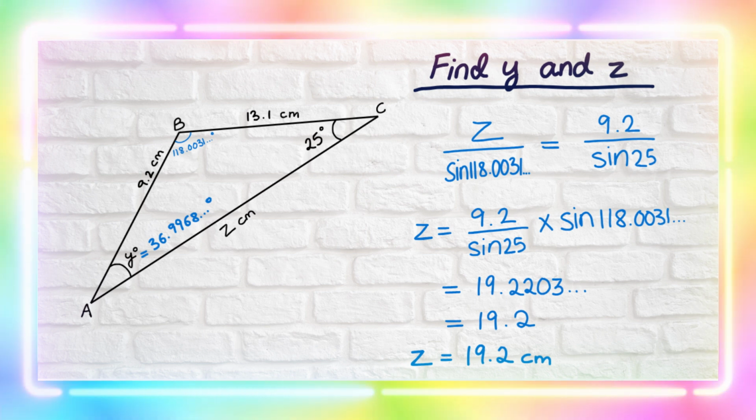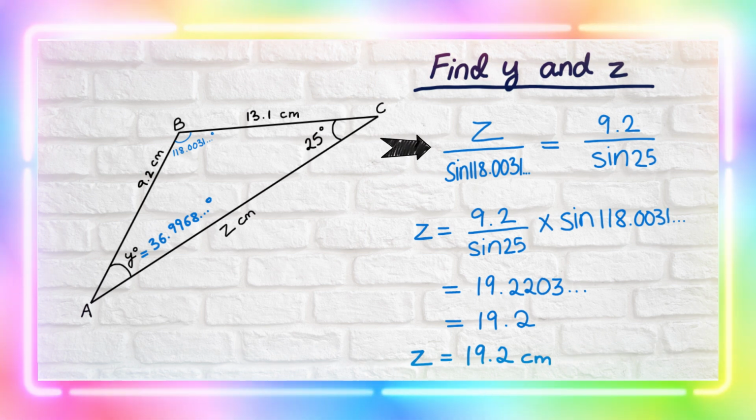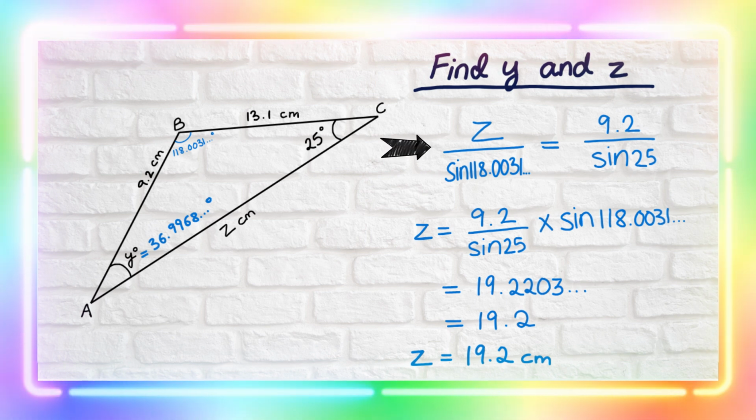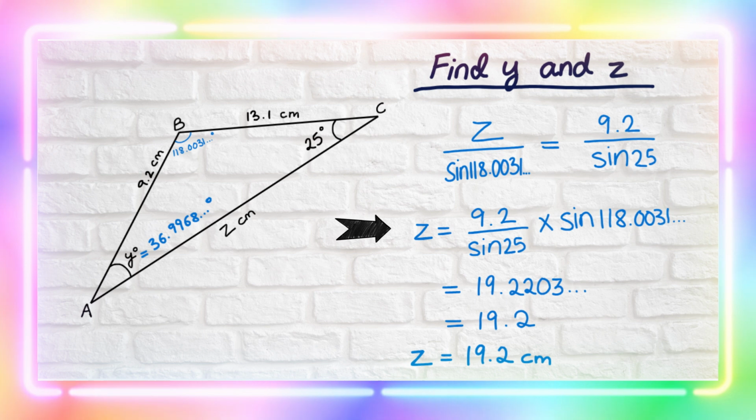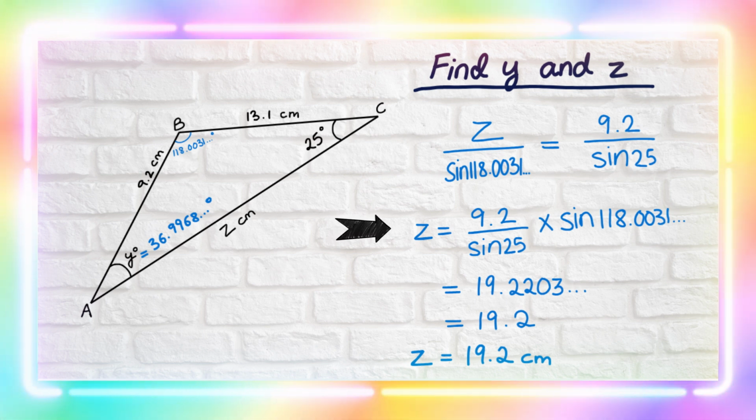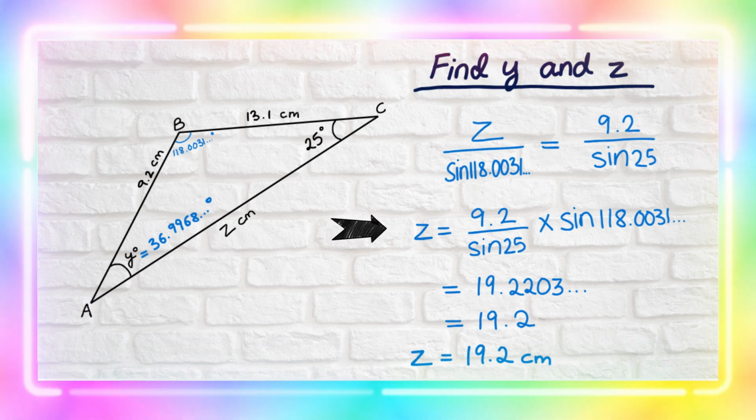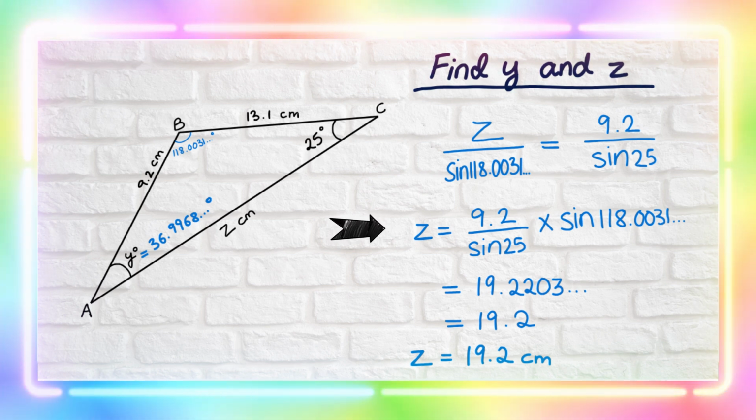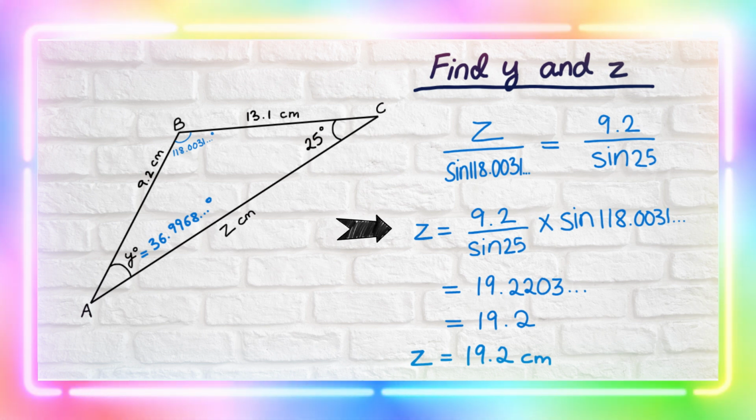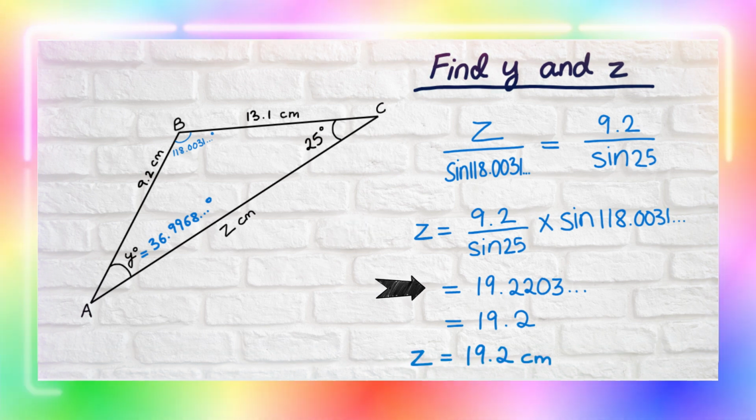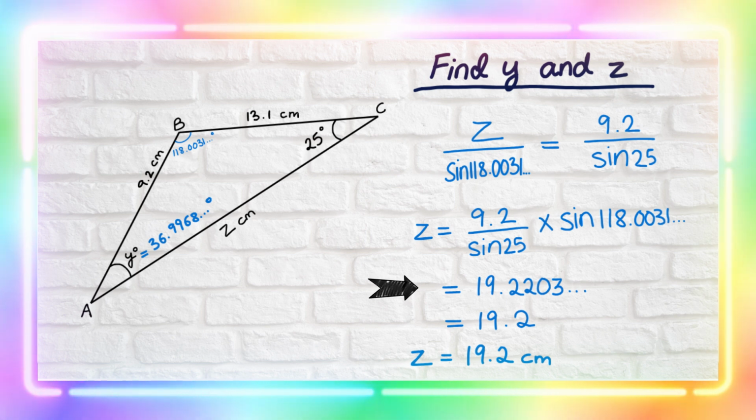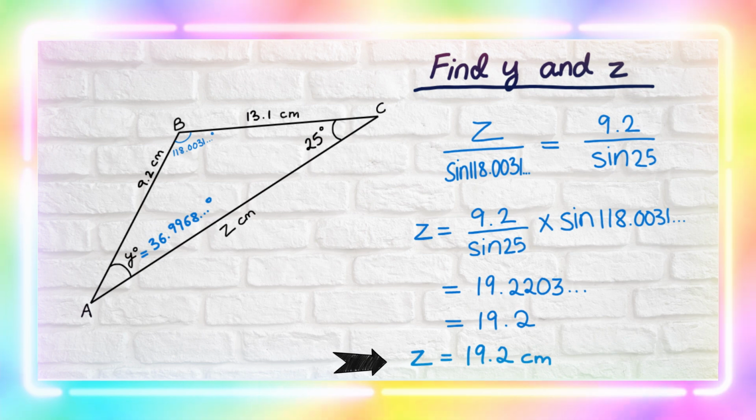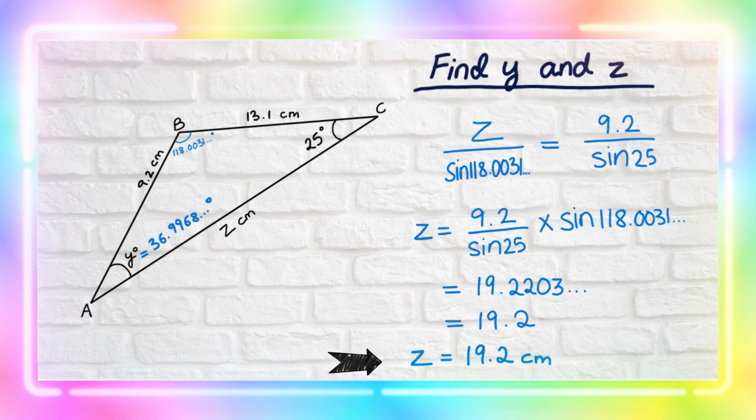Now we can proceed with finding the value of z. First, we substitute the long value for angle B into the formula, which is 118.0031, and so on. Then, we multiply both sides by the sine of the long value of angle B. Entering 9.2 over the sine of 25 multiplied by the sine of 118.0031, and so on into our calculator, we press the equals button and get a pretty long value as our answer again. Rounding it off to 3 significant figures, we get that our answer for z is 19.2 centimeters.